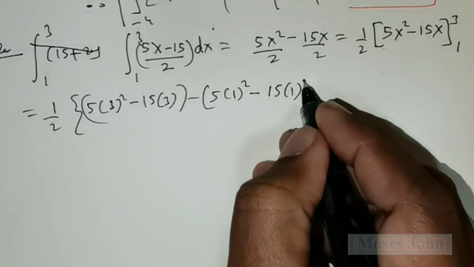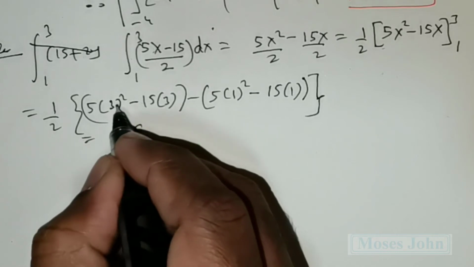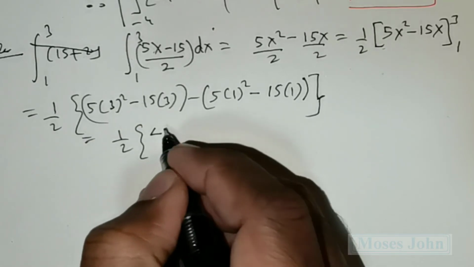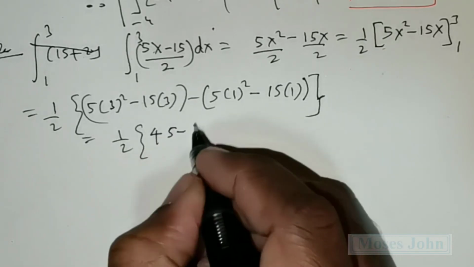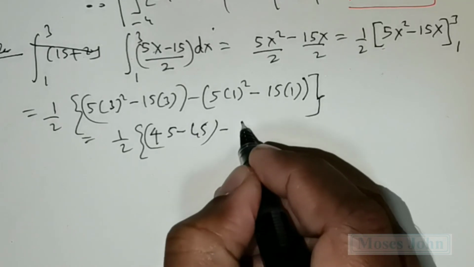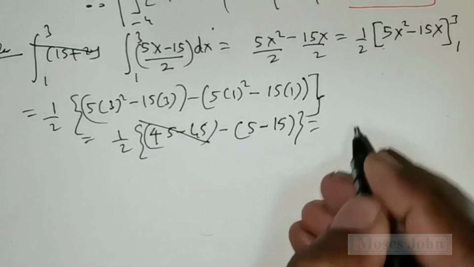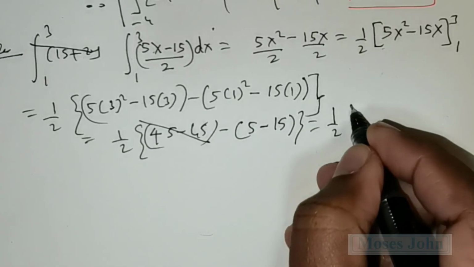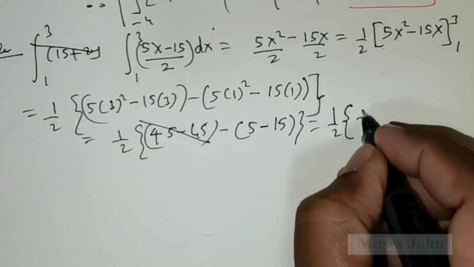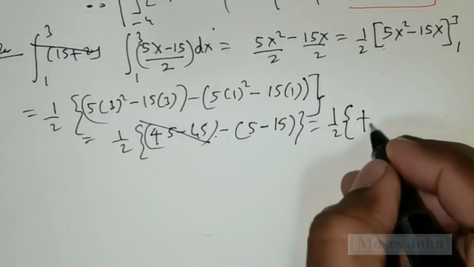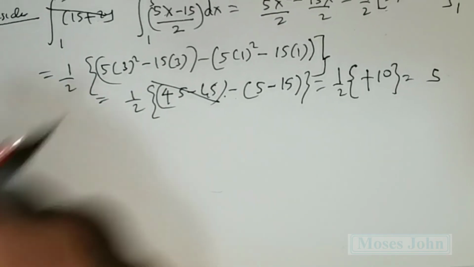So this is equal to 1/2 times: 3 squared is 9, 9 times 5 is 45, −15 times 3, that's 45, followed by a negative sign. So 5 − 15 is −10. Negative times negative becomes positive, so it's going to be 1/2 times 10. 10 divided by 2 will give me 5. So this is for part 2, right?